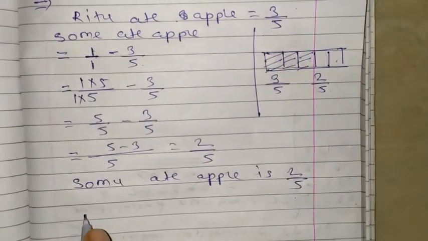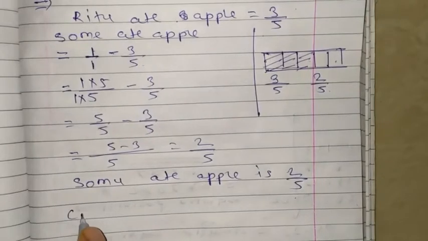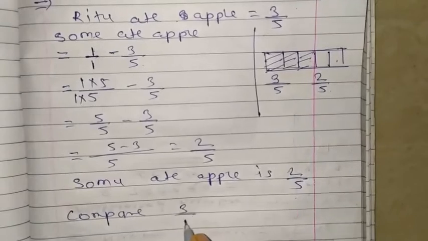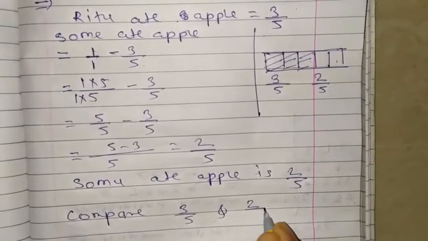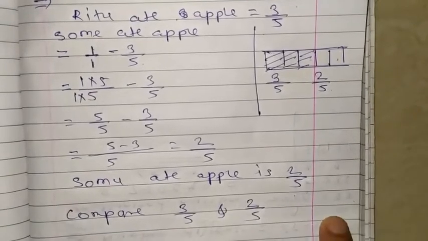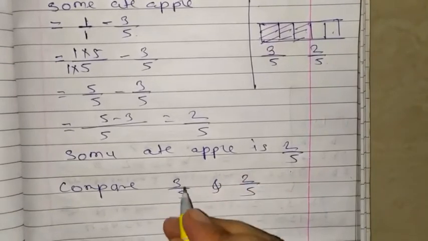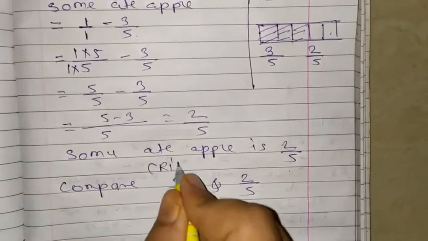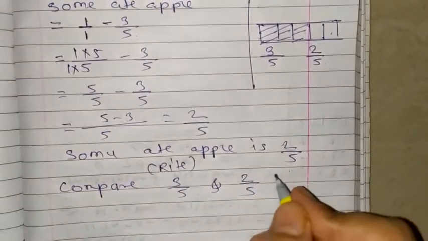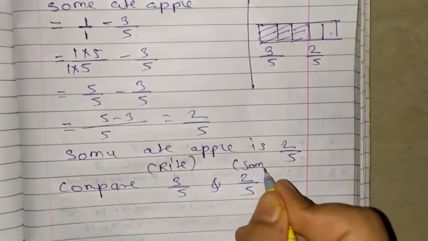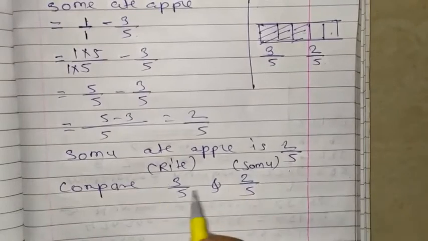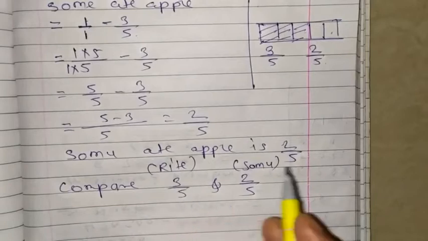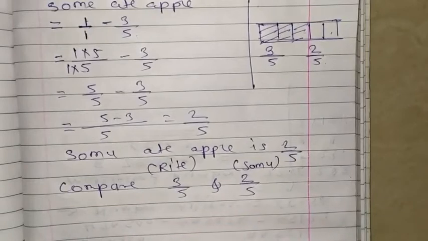So you have to compare these values: 3 upon 5 and 2 upon 5. You have to do the comparison, then only we will get to know. This 3 upon 5, as you know, is what Ritu ate, and this is Somu. For avoiding confusion, I am writing the names upside. So how will you compare 3 upon 5 and 2 upon 5? Which one is greater?